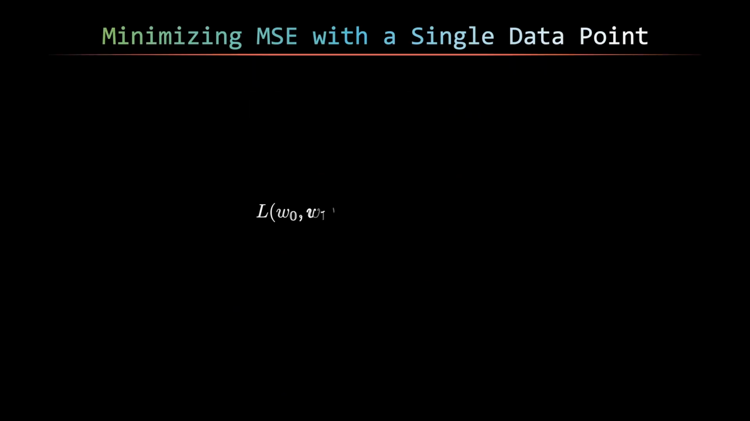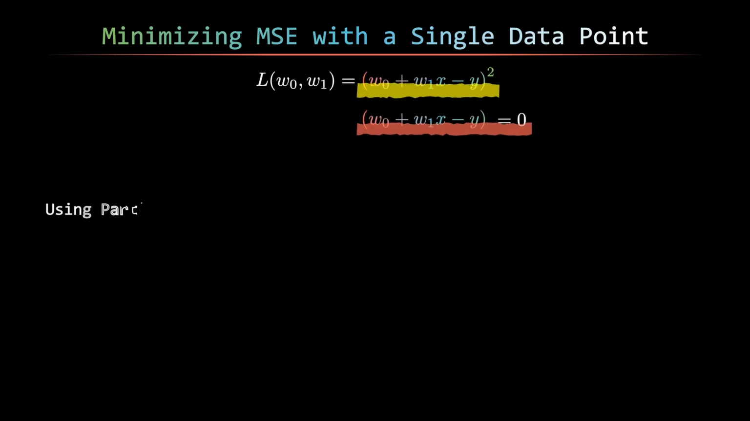Let's look at this mathematically. Since there's only one data point, the loss function becomes very simple. Because L is a squared value, to minimize it, we just need to make the expression inside the square equal to 0. If it's not 0, the square will always be positive.